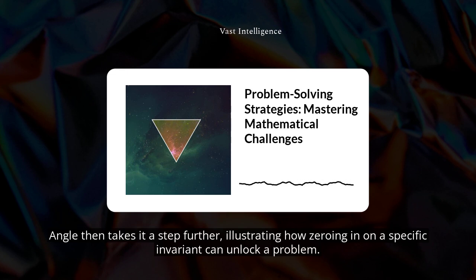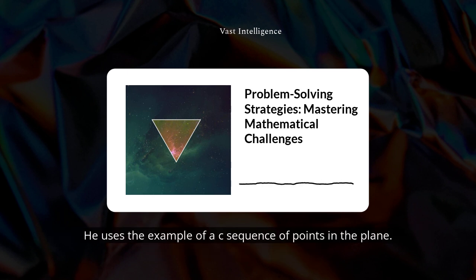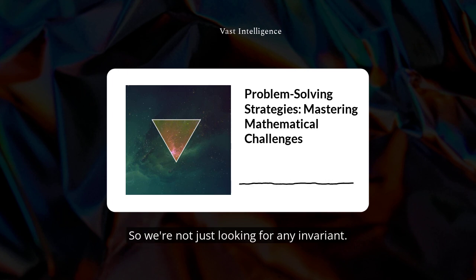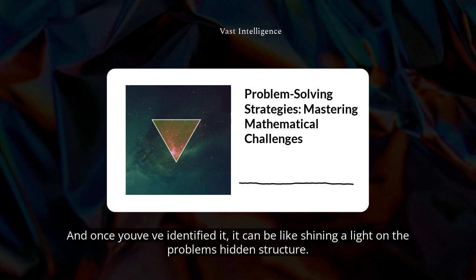Precisely. Engel then takes it a step further, illustrating how zeroing in on a specific invariant can unlock a problem's structure. He uses the example of a sequence of points in the plane. Even if the points themselves are shifting, focusing on their distance from the origin, which could remain constant, might reveal a pattern that helps you crack the problem. So we're not just looking for any invariant, but what gives us the most leverage. Exactly. The key is choosing the right invariant for the task. And once you've identified it, it can be like shining a light on the problem's hidden structure.